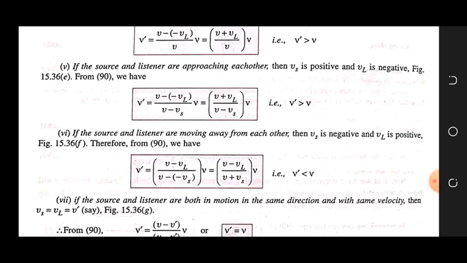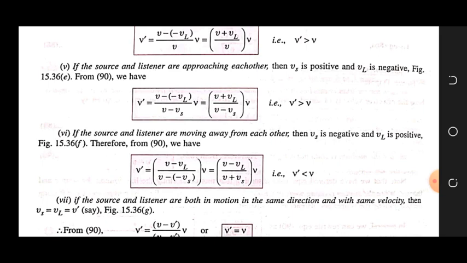Now the next case, suppose both are moving. If the source and listener are both approaching each other, the source is moving from S to L and the listener is moving from L to S, then obviously Vs will be taken as positive but Vl will be taken as negative. Then the formula is nu dash is equal to V plus Vl upon V minus Vs into nu. We can see nu dash is greater than nu, because the numerator is greater than the denominator. In that case, if the source and listener are approaching each other, the frequency heard by the listener will start to increase.